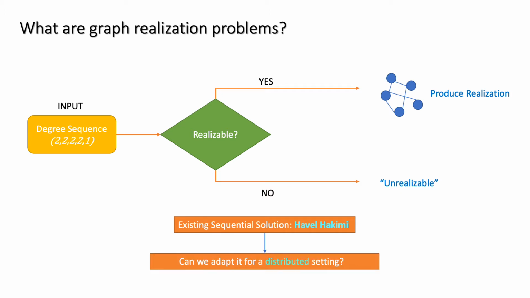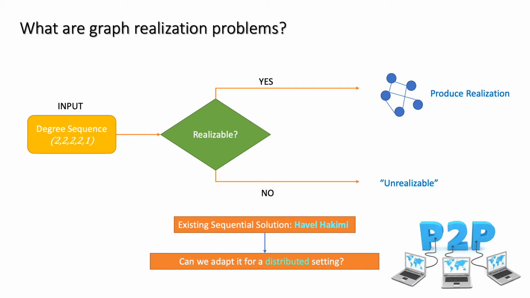In our work, we consider this problem and other graph realization problems in the distributed setting. Our motivation comes from peer-to-peer networks, where overlay networks need to be constructed repeatedly. And sometimes we would like to ensure good properties such as bounded degrees, small diameter, or good node connectivity.